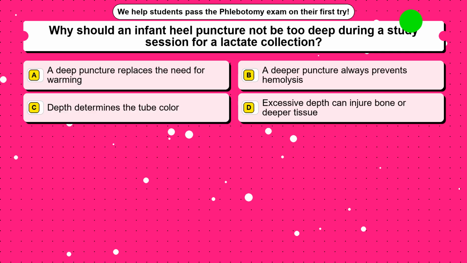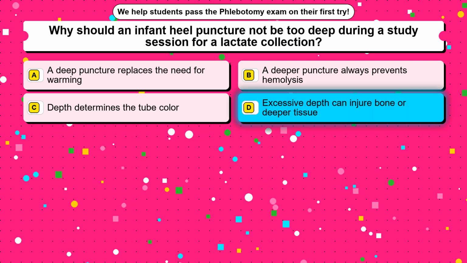Question 50. Why should an infant heel puncture not be too deep during a study session for a lactate collection? Option A. A deep puncture replaces the need for warming. Option B. A deeper puncture always prevents hemolysis. Option C, depth determines the tube color. Option D, excessive depth can injure bone or deeper tissue.